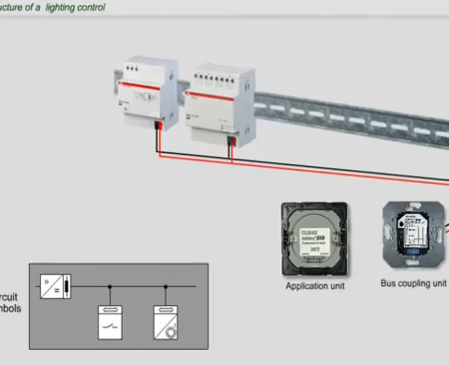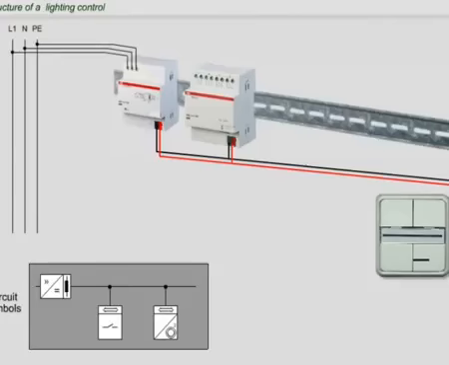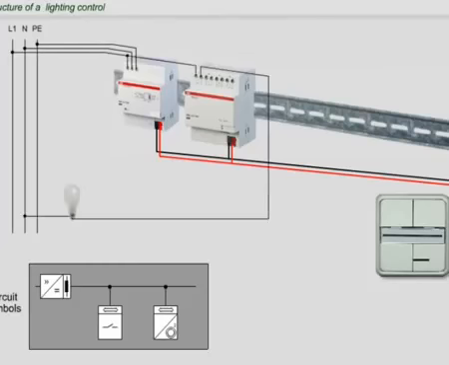The push button is connected to the bus coupling unit. The connection is established by a 10-pin contact strip, which is also called a physical external interface, in short PEI. What remains is the connection of a power supply unit and a load switch to the main side. The consumer is connected to the load switch. The hardware is ready to operate.